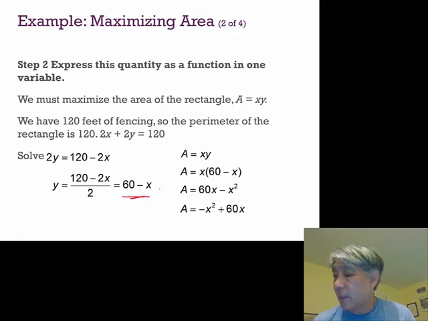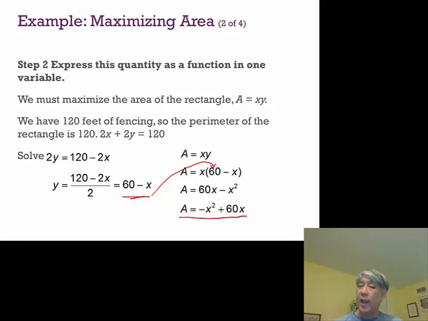So once I have that value for y, I can substitute that into my area equation. I'm solving the other one because I'm not maximizing that equation. I'm not maximizing perimeter. I'm maximizing area. So I solve the other one first, for one of the variables, in this case, y. When I substitute that in and work it all out, I get a new equation with only x in it, in this case, minus x squared plus 60x.